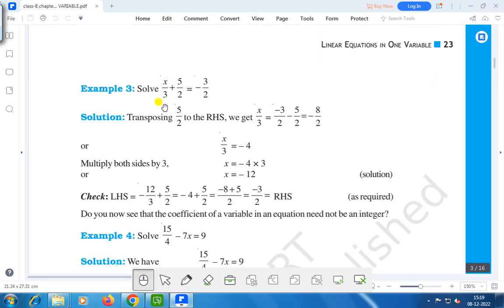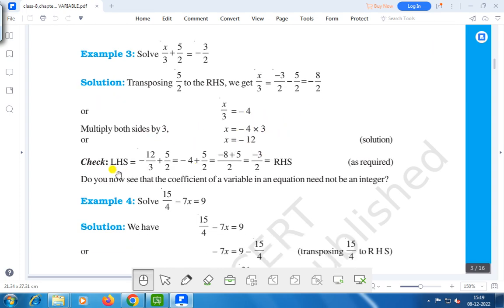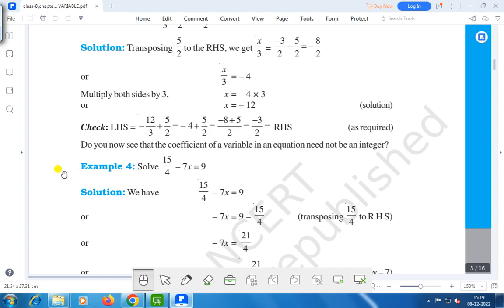Example 3, x by 3 plus 5 by 2 equal to minus 3 by 2. Transposing 5 by 2 to the right hand side, we get x by 3 equal to minus 3 by 2 minus 5 by 2, that is minus 8 by 2. Or x by 3 is equal to minus 4. Or x equal to minus 4 into 3, which is equal to minus 12. Check. Left hand side minus 12 by 3 plus 5 by 2, that is minus 4 plus 5 by 2, minus 8 plus 5 by 2, that is minus 3 by 2, which is right hand side. Do you now see the coefficient of a variable in an equation need not be an integer?